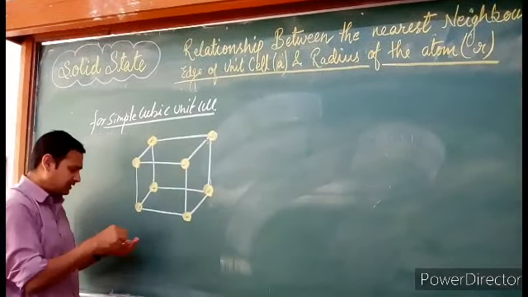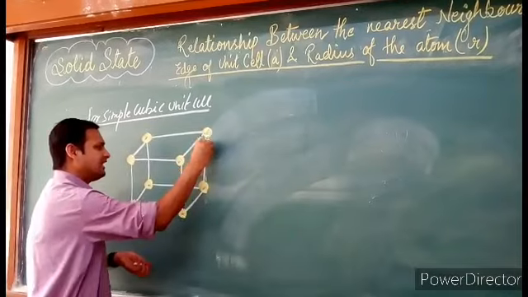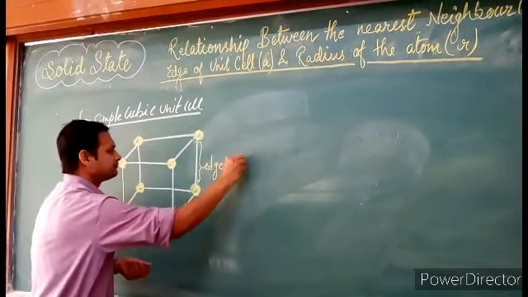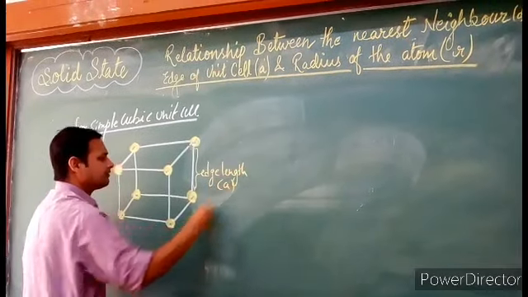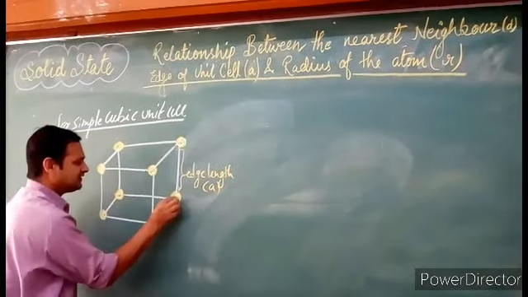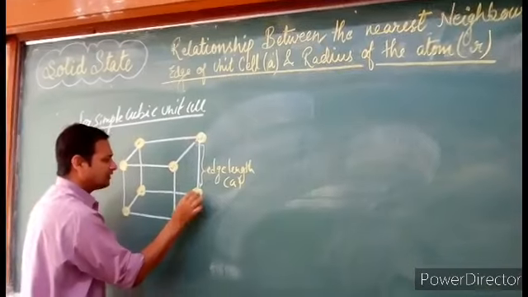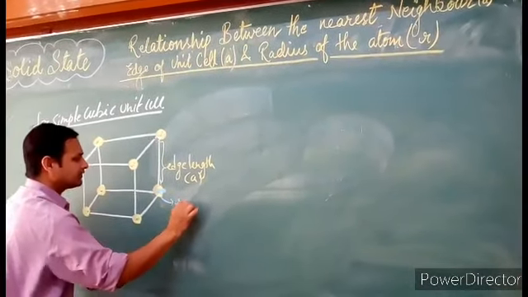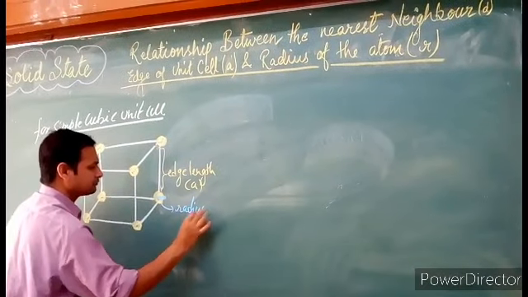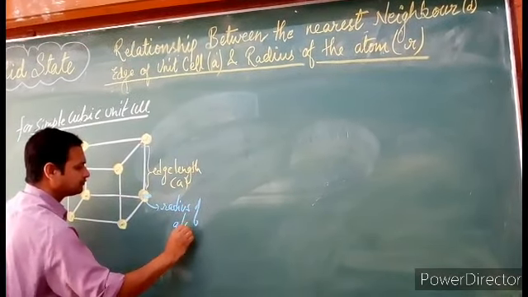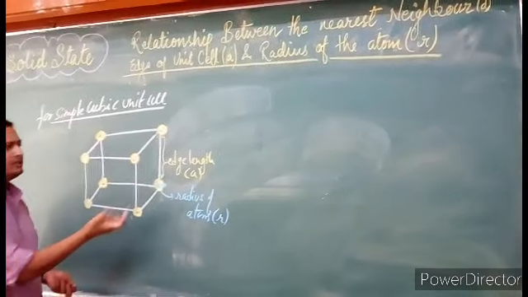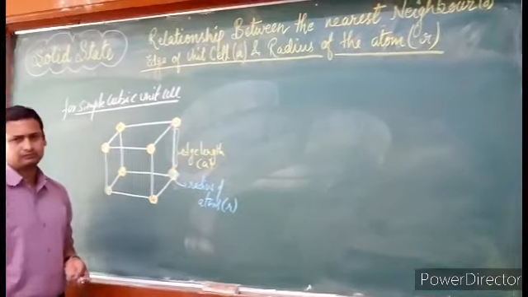तो now we are going to see कि suppose this is your edge length a, and suppose this much portion is the radius of atom, that is r. So what is the relationship between the a and r?